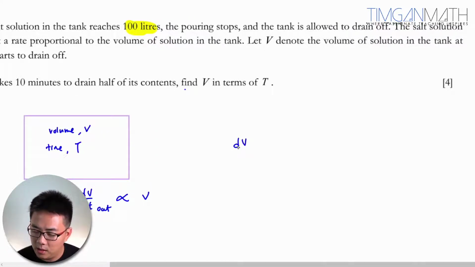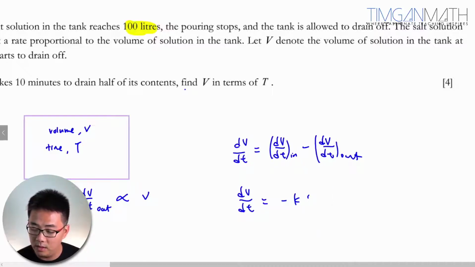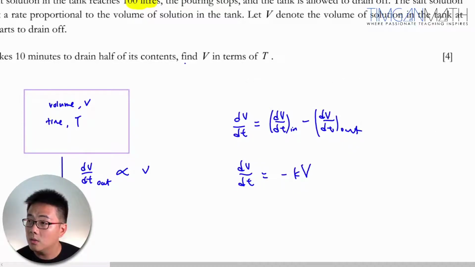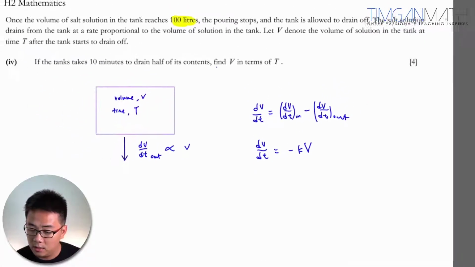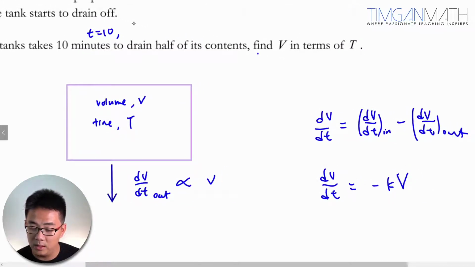So dV/dt is equal to dV/dt in minus out. What you need to know is that dV/dt out is proportional to V, so dV/dt equals minus kV. Once you get that, this is fine, nothing interesting here. When t equals 10, V equals V naught over 2.